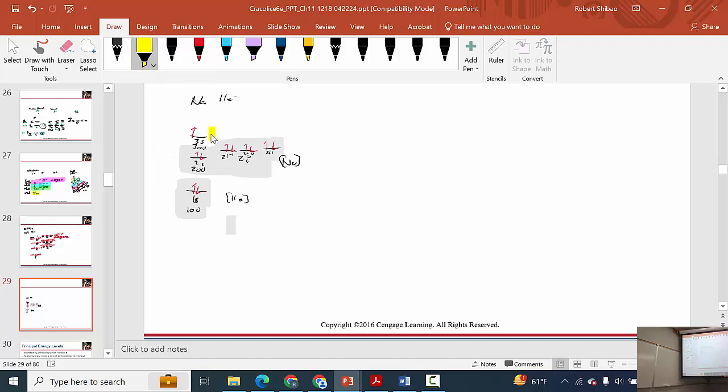So what we say about sodium is this. This we call the valence electron. The valence electron is the outermost electron. And then here, we call these the core electrons, or inner electrons.